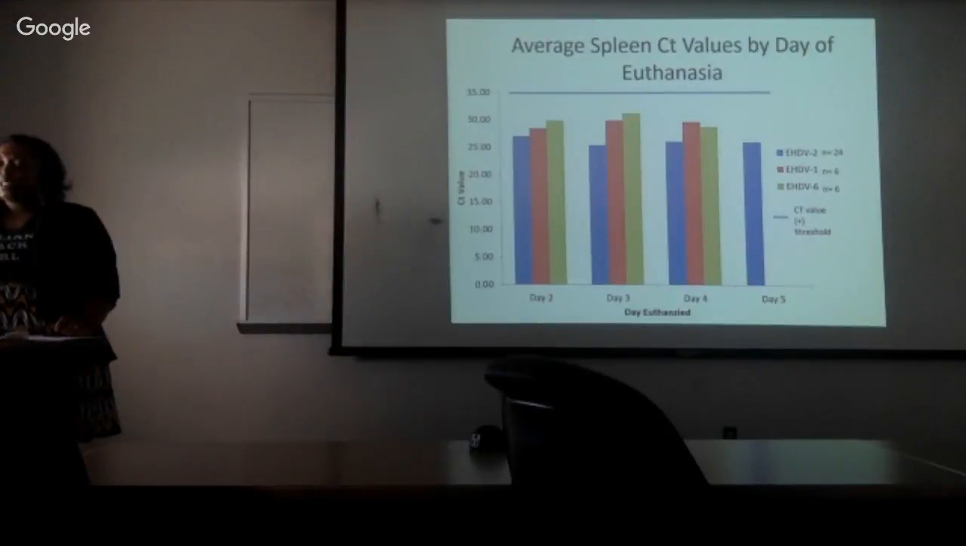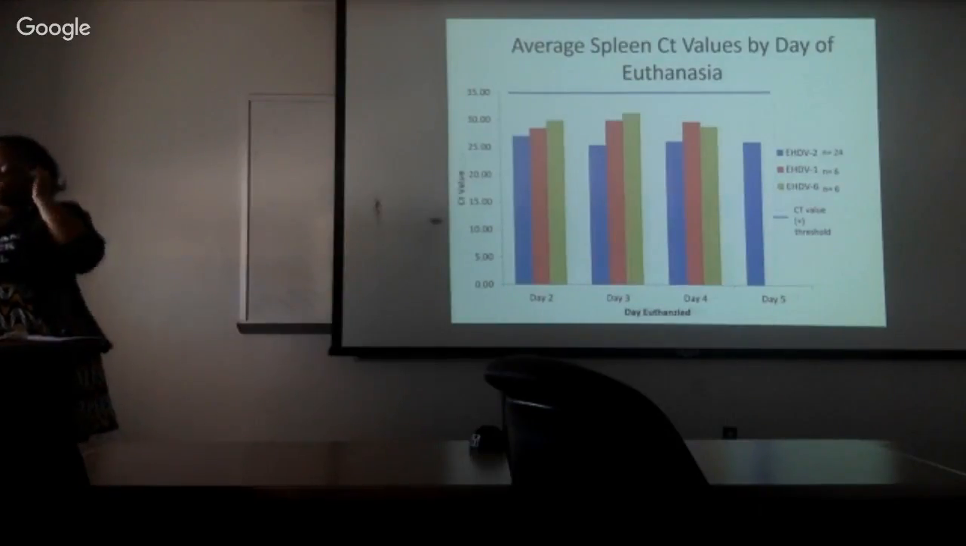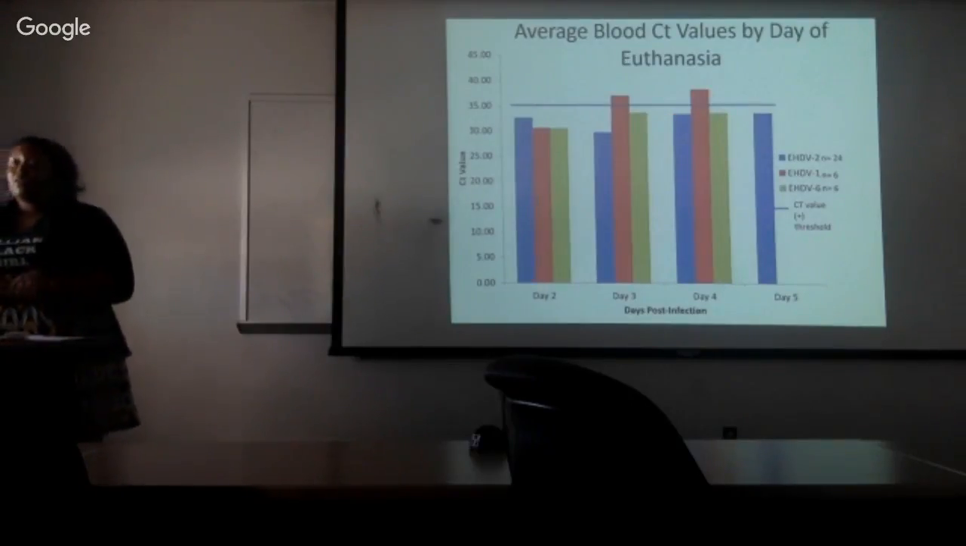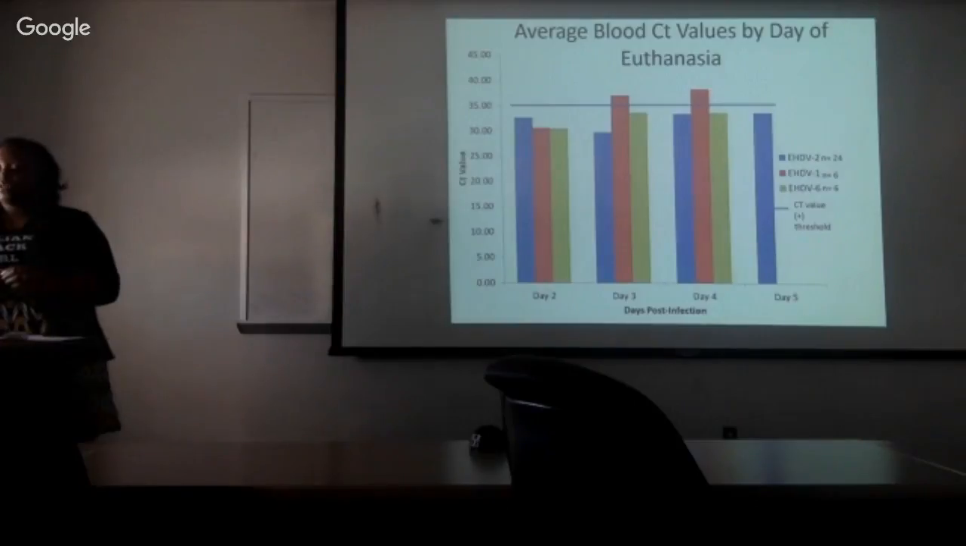And then we don't really see as much of a pattern for EHDV1 and 6, but I think it's just because we have such a smaller sample size in comparison. And then, important to vector competence, we also looked at the average CT value of blood samples. And you also see that dip on day 3 for EHDV2.